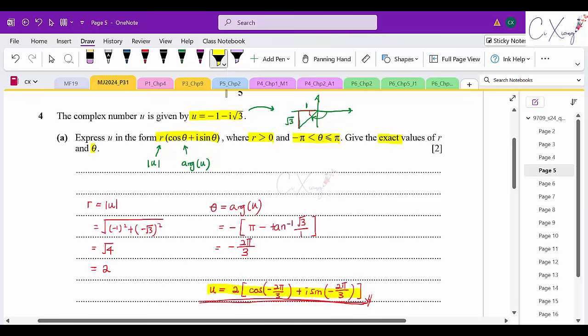Yeah, so this is how we solve part A for question number 4. And let's have a look at part B.